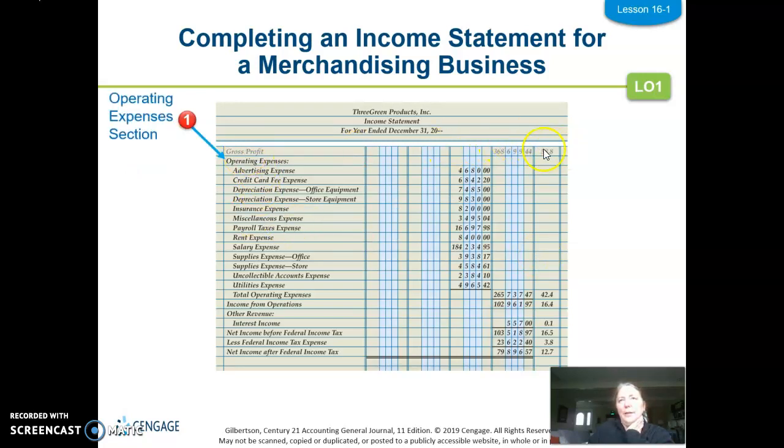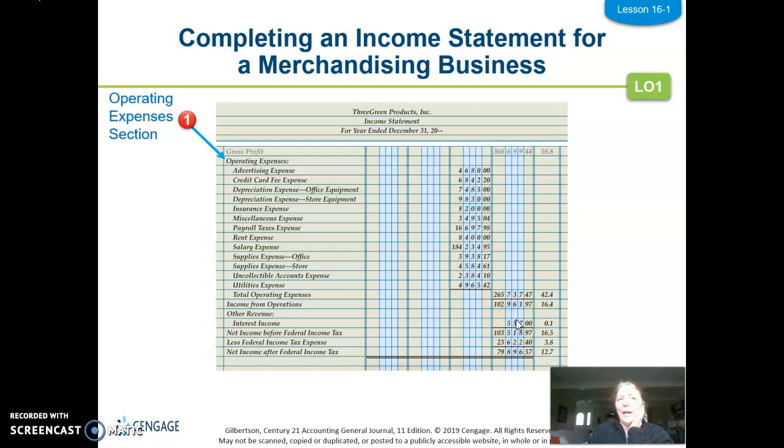So we were at gross profit there, and now we have operating expenses, and we list all of them from the adjusted trial balance, all expenses with the exception of federal income tax expense, which is going to be down here at the bottom. So make sure you note that in your handout. Federal income tax expense, not an operating expense. It is down here at the bottom. So I list all my expenses. I add them up to get total operating expenses. And then I take gross profit minus operating expenses is equal to income from operations.